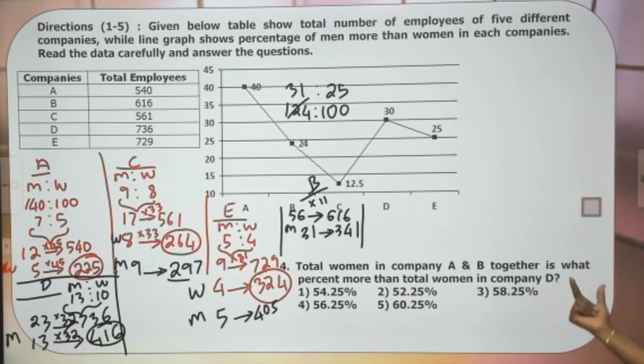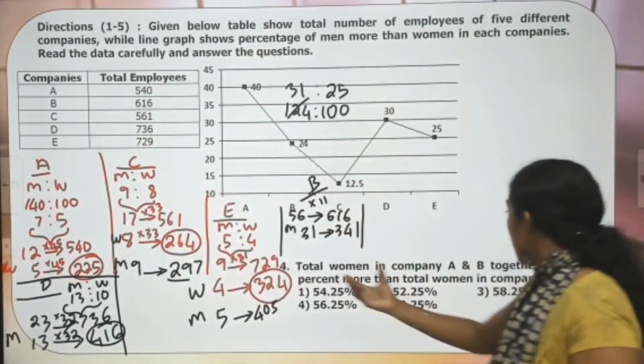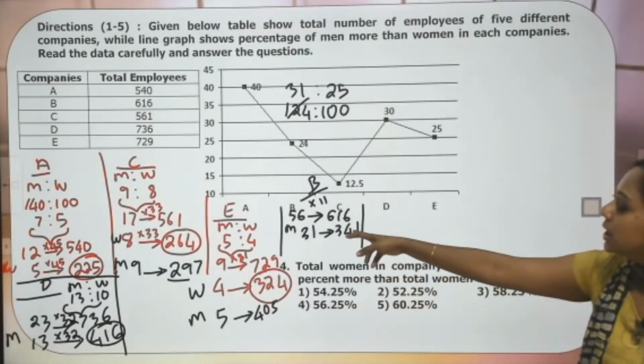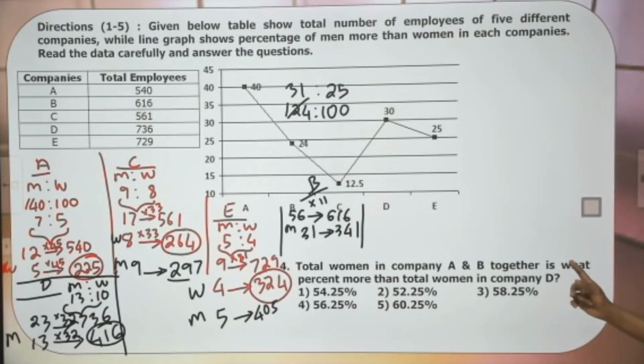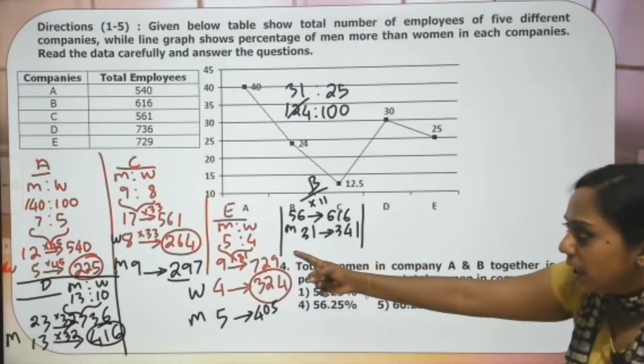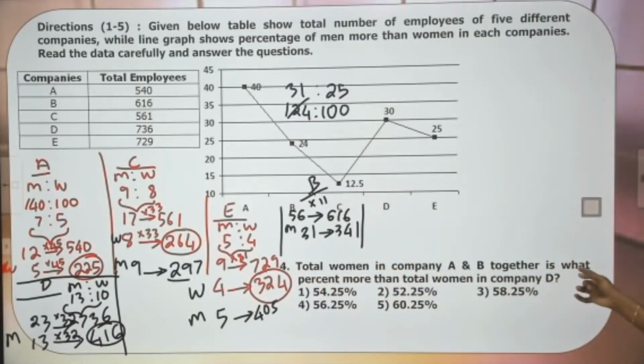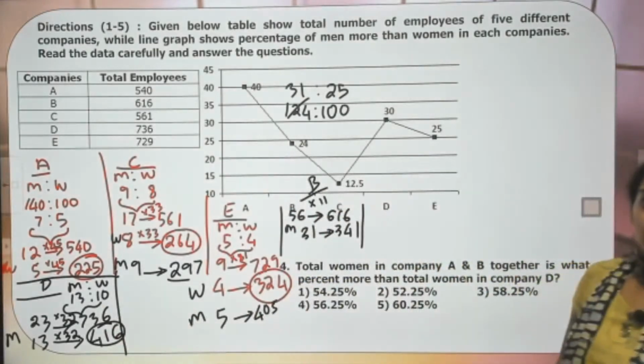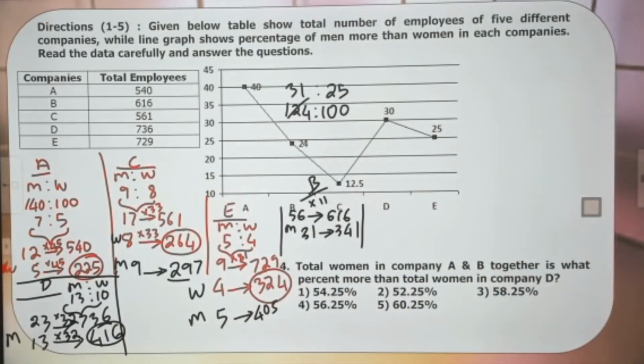Total women in company A and B. I think we got the values for all the companies. So you just need to find out the number of women from company B, because earlier we found out the number of men. And for company A, you got the number of women. Is what percent more than total number of women in company D? For company D, you have to find out the number of women there. Do it fast.